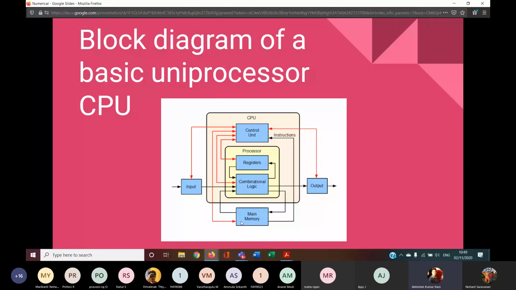This is the block diagram of the basic CPU, the uniprocessor CPU, which was first invented, in which there is an input device that transfers the information to the control unit. The control unit registers everything to the processor and tries to implement it in the combinational logic. If it is a logical problem, then the data goes to the combinational logic box, and if it is an on-off function, then it goes to the register, and accordingly it saves the data in the main memory, implementing each instruction, and gives the output to the output devices. Next slide, please.